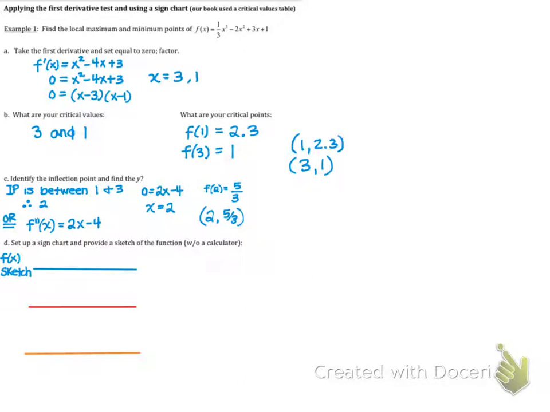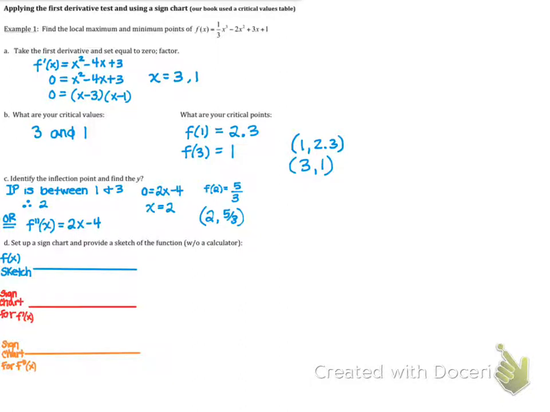Okay, so again, the top one is where we're just going to sketch f of x. This second line is the sign chart for the first derivative. So that's going to tell us if the original is increasing or decreasing or not. And then this last one is the second derivative, but it's the sign chart for the second derivative, which we know tells us the concavity of the original.